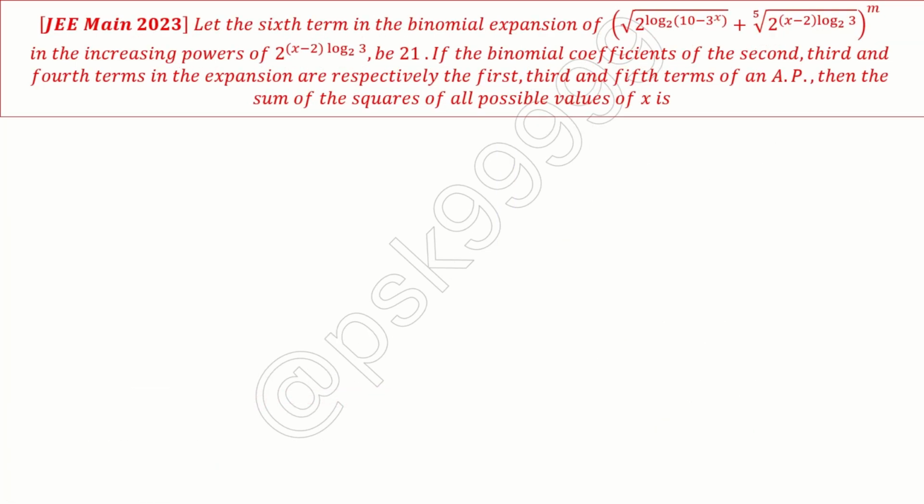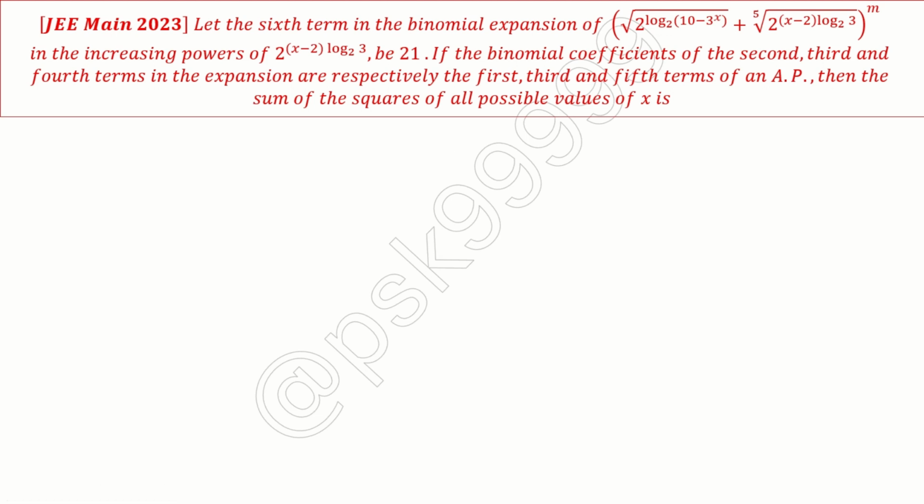Let the sixth term in the binomial expansion of square root of 2 log base 2 10 minus 3 to the power of x plus fifth root of 2 to the power of x minus 2 log base 2 3, whole to the power of m, in the increasing powers of 2 to the power of x minus 2 log base 2 3, be 21. This is, the sixth term is 21. If the binomial quotients of the second, third, and fourth terms in the expansion are respectively the first, third, and fifth terms of an AP, then the sum of squares of all possible values of x.